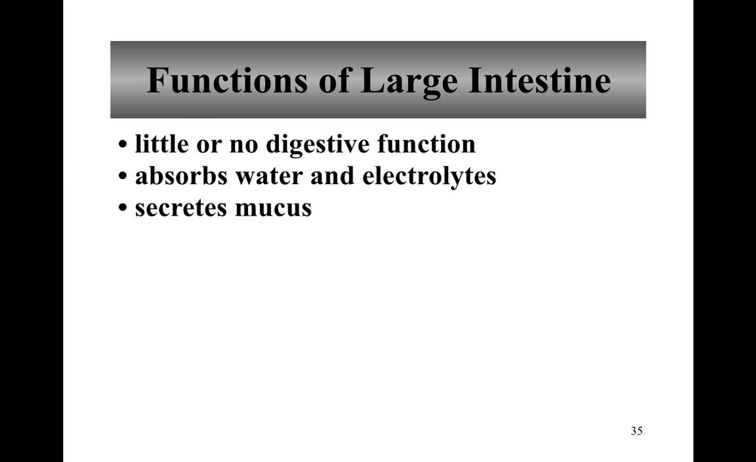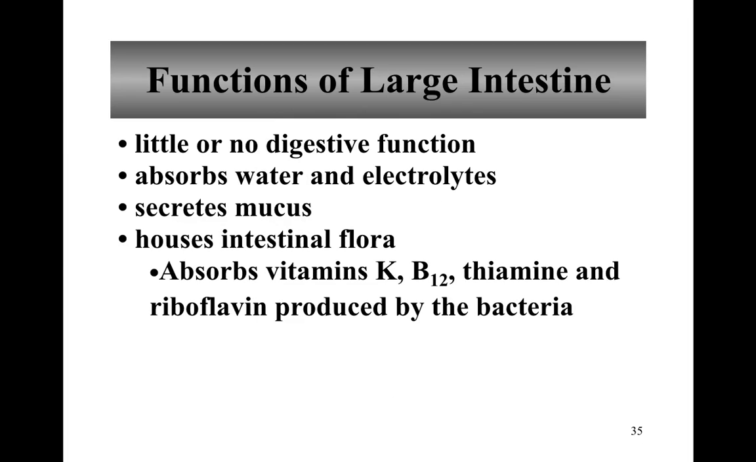There's mucus secreted to help move the things along and protect the lining of the large intestine. There are intestinal flora, or bacteria, that live there. These bacteria produce vitamins such as K, B12, thiamine, and riboflavin. And since they're produced here, they're also going to be absorbed from the large intestine into the body.